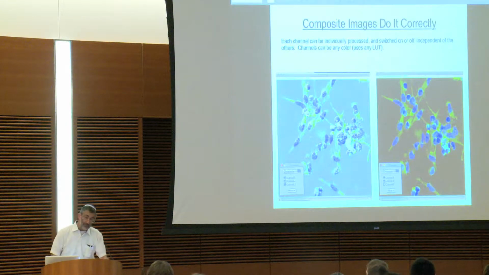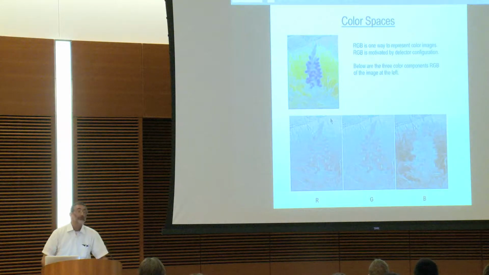Anyway, here's an example of a composite image, something that we took. And 3 channels are displayed. And if I want, I can turn off the gray channel. And you can see that now we see the 2 color images correctly because each image is separate. That's worth it.